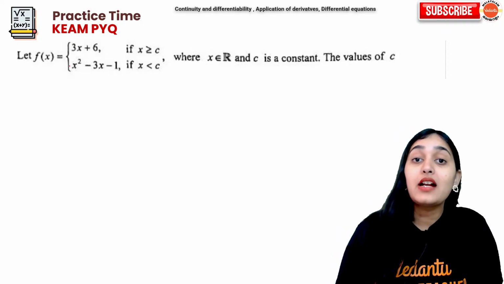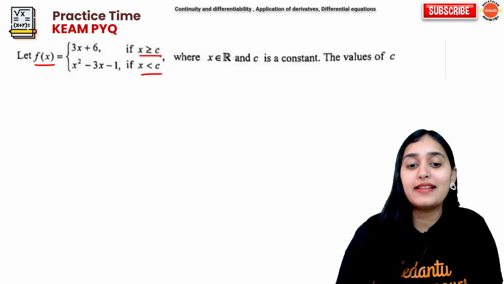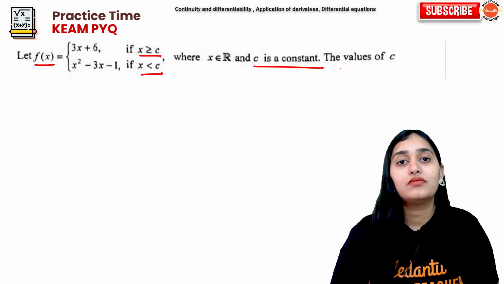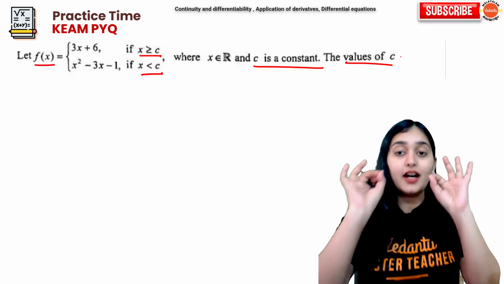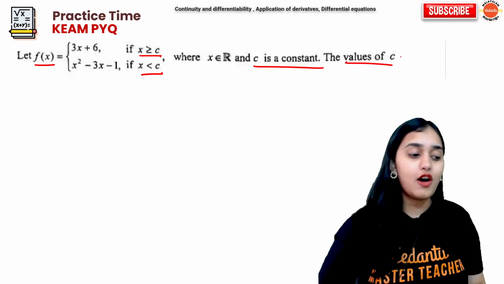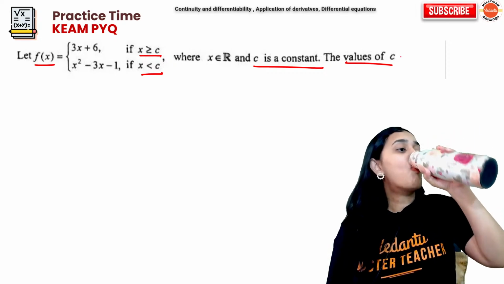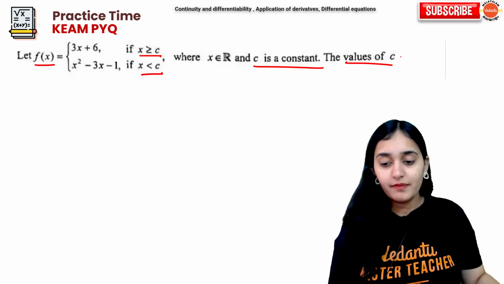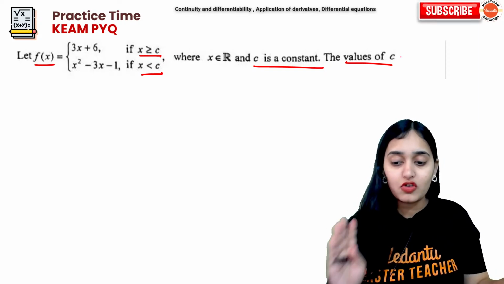Next, again, continuity. The function is given for x greater than C and for x less than C. What is C? Find the value of C. Come on. All of you will solve and tell me the answer. In 30 seconds, your answer should come. What is the value of C? Everyone will solve. Everybody should solve this.